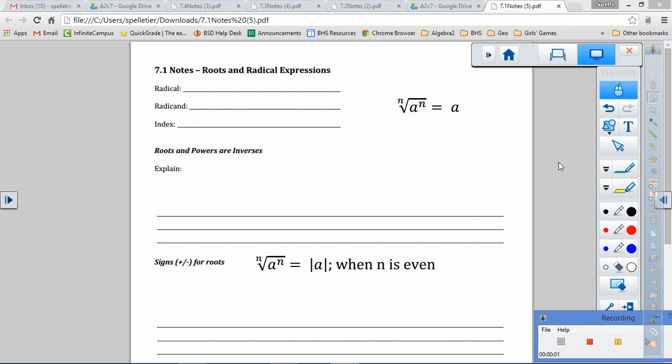Okay, 7.1 roots and radical expressions. So the first thing we're going to do is go ahead and define some of the things we're dealing with. The first thing is the radical. That is this symbol. So that symbol is considered the radical. Okay, and then your radicand is the number under the radical.